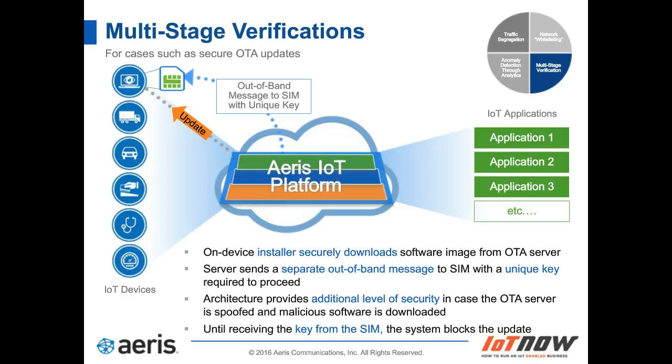So the server would send a separate out-of-band message with a unique key, and of course the architecture provides a fair amount of security in case the OTA server is spoofed and any kind of malicious software is downloaded. One of the principles of security is that if you can send an out-of-band control message or verification check that is different from the main process being used for the update, then you can invalidate the attempt and therefore prevent any kind of security problem in the first place.